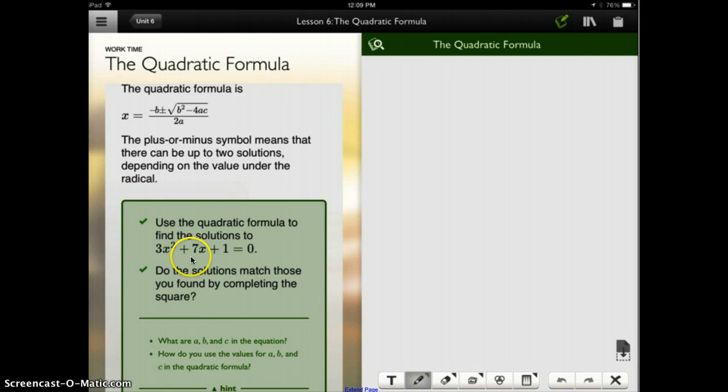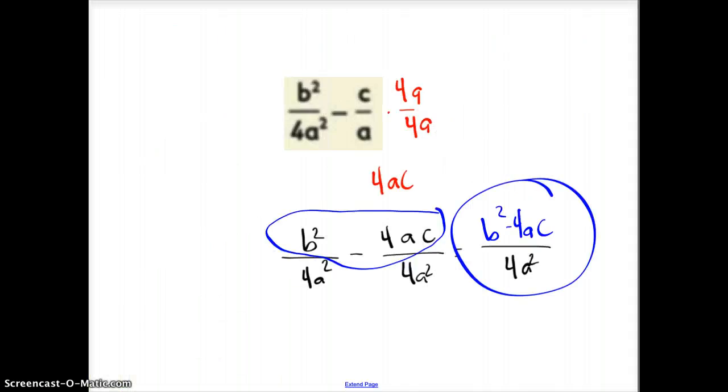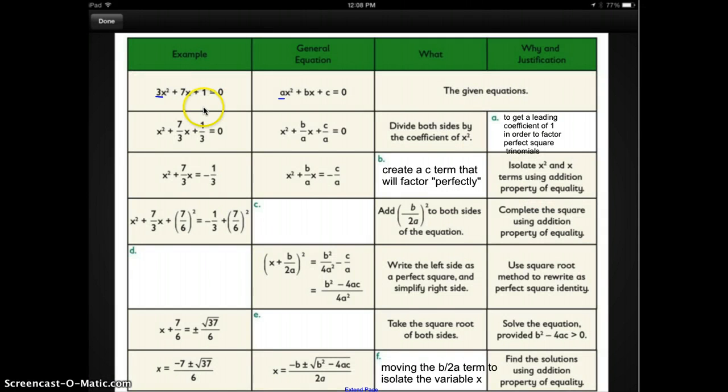Okay, so use the quadratic formula to solve. Do the solutions match those that you found using the complete the square? So we did complete the square with this exact same problem earlier. If you look at table 3, it's the exact same problem again using the quadratic formula. You can look to slide 3 and look at this whole table.